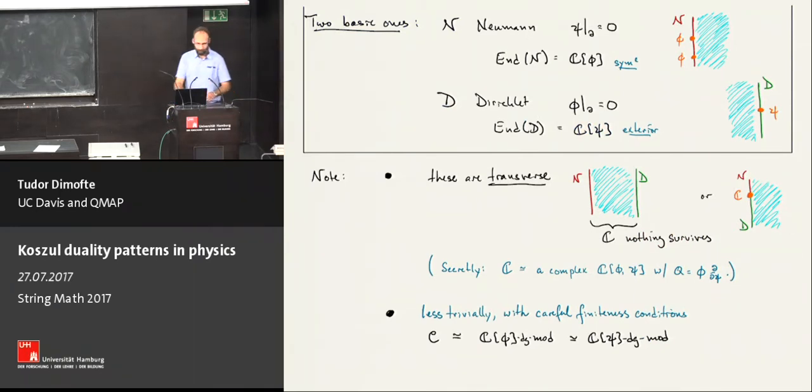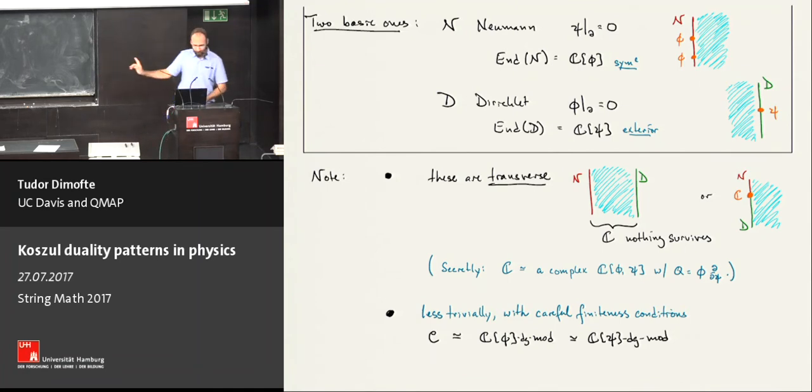OK, so these are transverse. The way I've described it, as just having a boson and a fermion, it's clear that they're transverse. Nothing survives when I collide them together. And you can say that nothing survives either in a Hilbert space sort of language, by putting the theory on a strip, or just asking what are the local operators at the juncture of Neumann and Dirichlet boundary conditions, and you basically get just multiples of the identity coming in from the bulk.